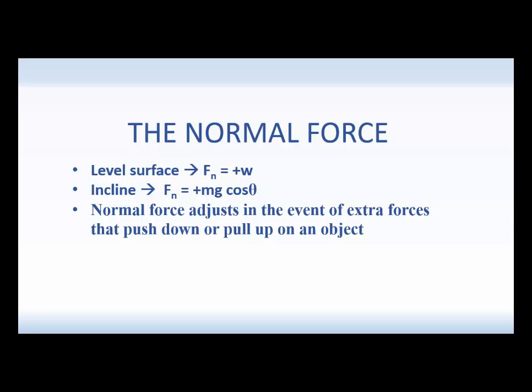So in review, we see that the normal force is equal to the positive weight of an object on a level surface, and it's equal to the positive weight times the cosine of the angle on an inclined surface. And it's always important to remember that the normal force adjusts itself if other forces are pushing up or pulling down.